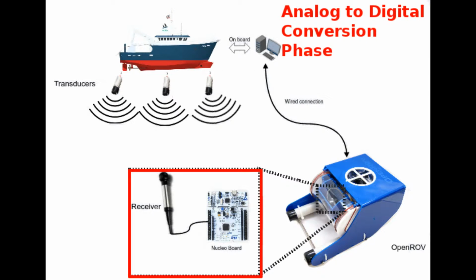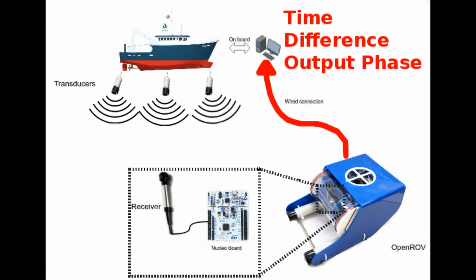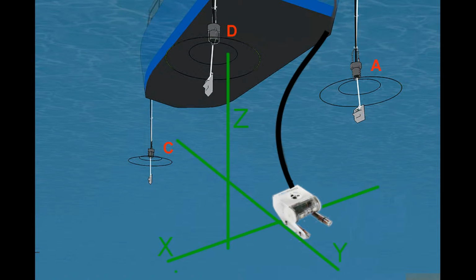The receiver on board the OpenROV will receive these signals and pass them on to the Nucleo board. Then, the onboard Nucleo will process these signals and calculate the difference in time at which each signal arrived. Lastly, this time difference data is transmitted to a computer on board the surface vessel, where the TDOA algorithm is run to accurately determine the 3D location of the ROV with respect to the pilot.